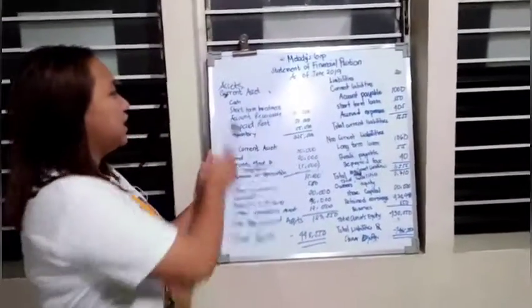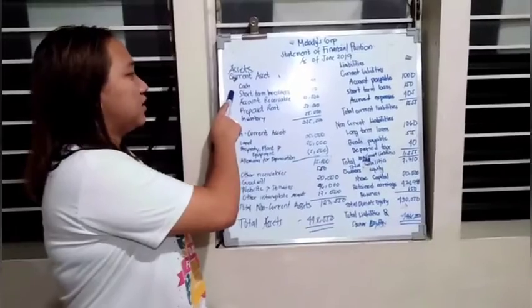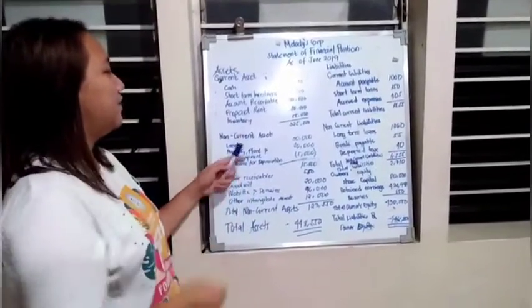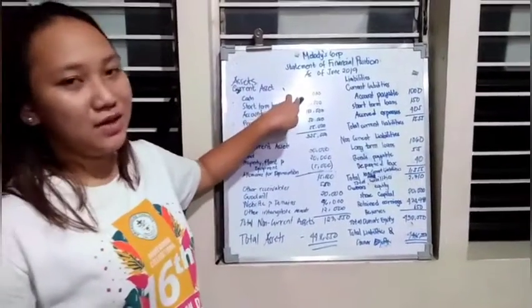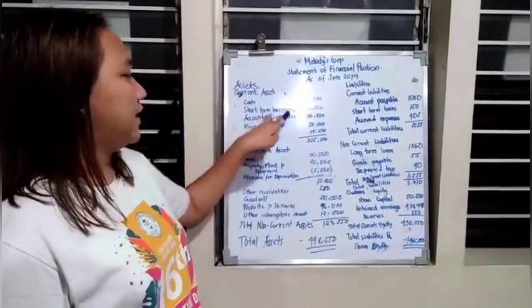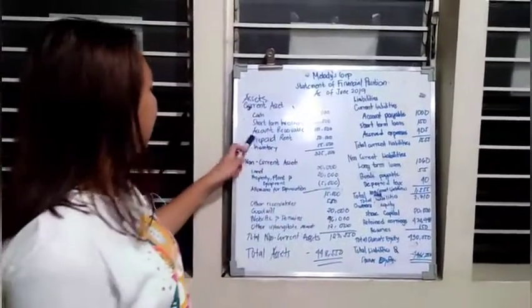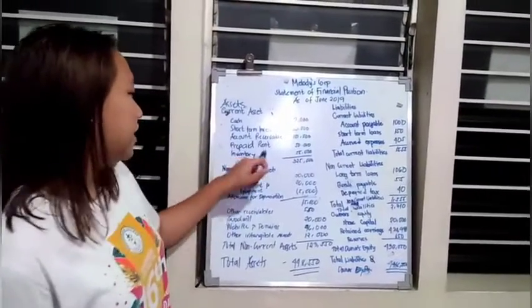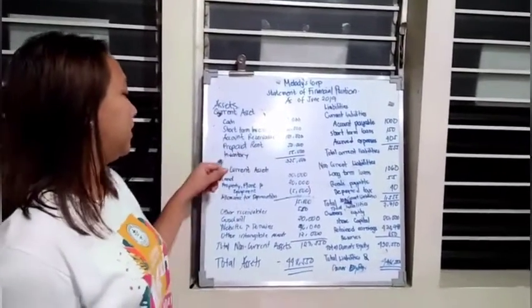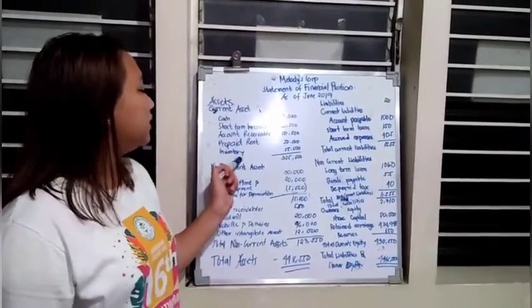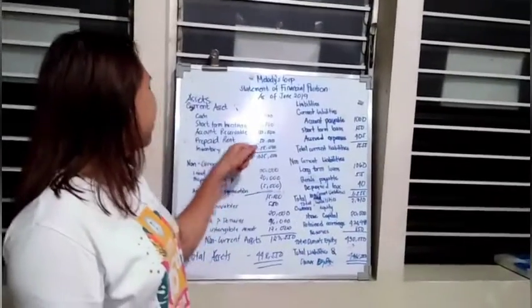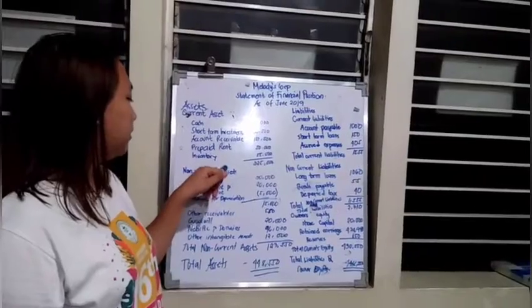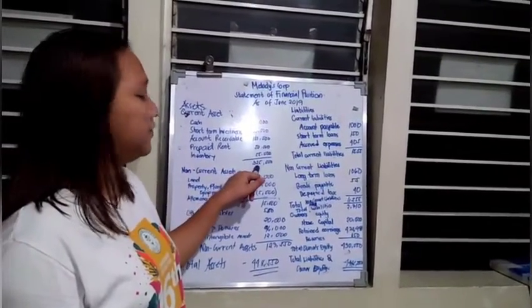So first, assets. Current assets. So we have cash for 70,000, short-term investment for 50,000, accounts receivable for 100,000, prepaid rent for 50,000, and inventory for 55,000. So a total of 325,000.